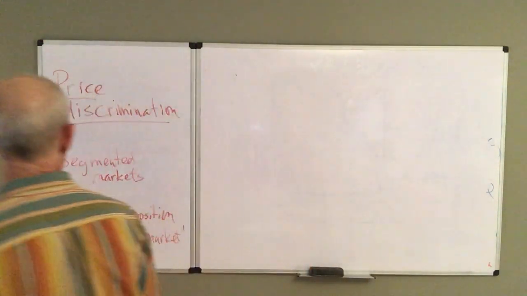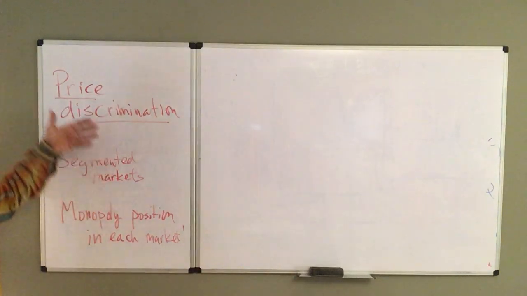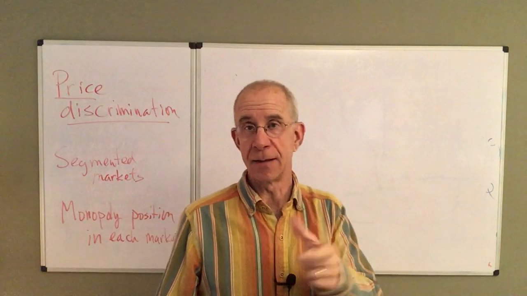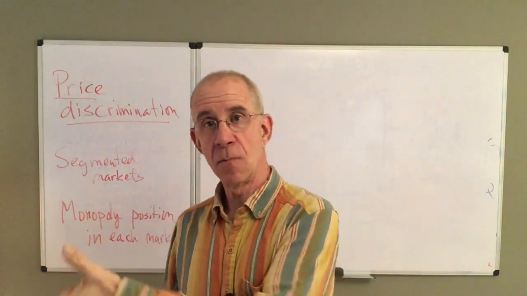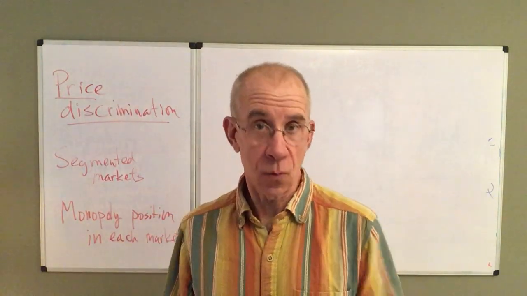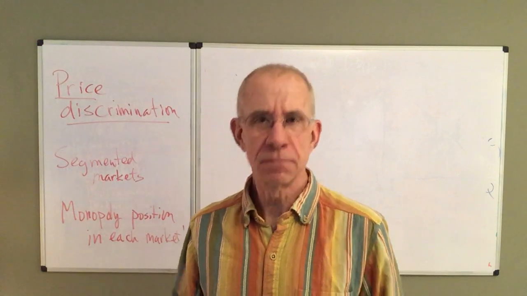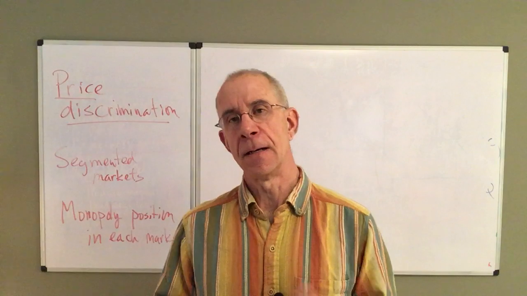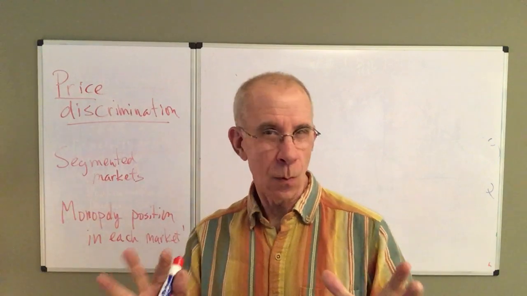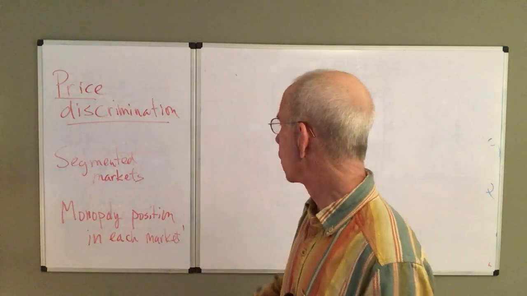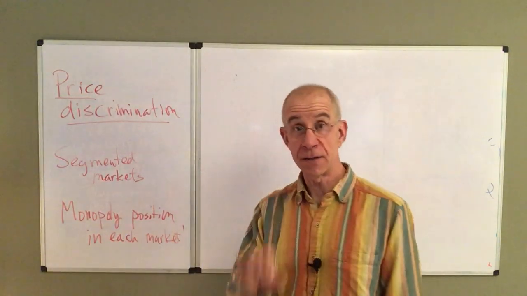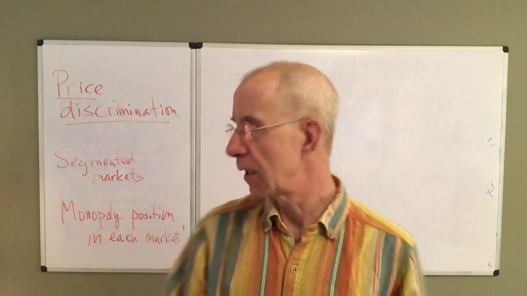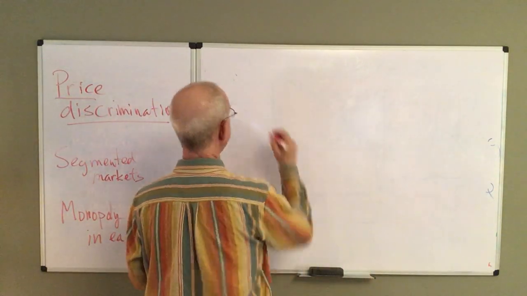So I want to talk about this situation where you'll have price discrimination by segmented markets, sometimes geographically segmented. It's not necessarily geographically distinct, but that's an easy way to motivate this. And we're going to imagine a situation where a firm has a monopoly in each one of these separate markets. So let's take a look at this.